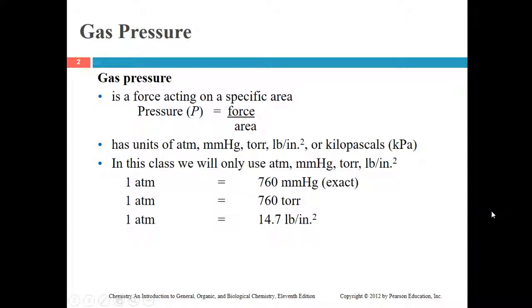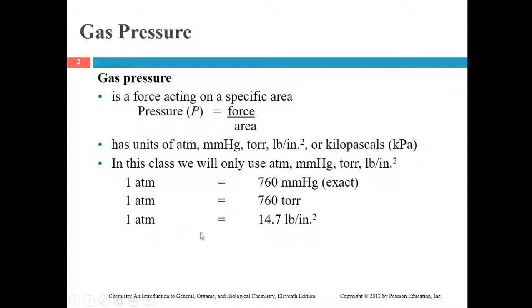First of all, gas pressure is a force acting on a specific area, so it's the force over the area when they're talking about pressure, which makes sense. But it has these different units: the atm, as in atmospheres, the mmHg, as in millimeters of mercury, the torr, the pounds per square inch, or the kilopascals. In this class, we're going to use atmospheres, millimeters of mercury, torr, and very rarely, but maybe, pounds per square inch.